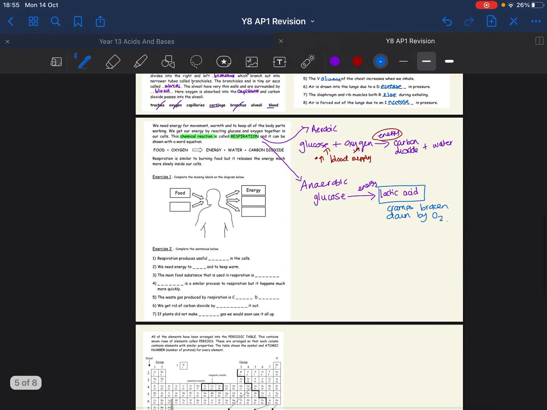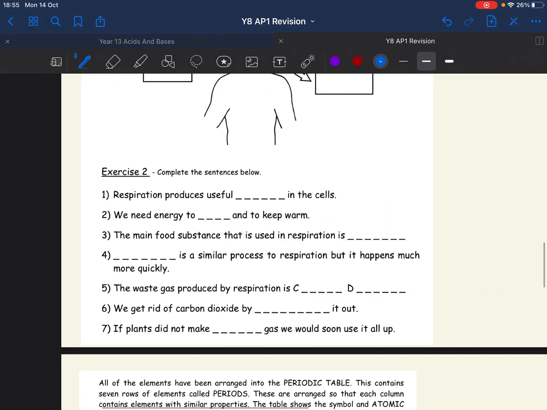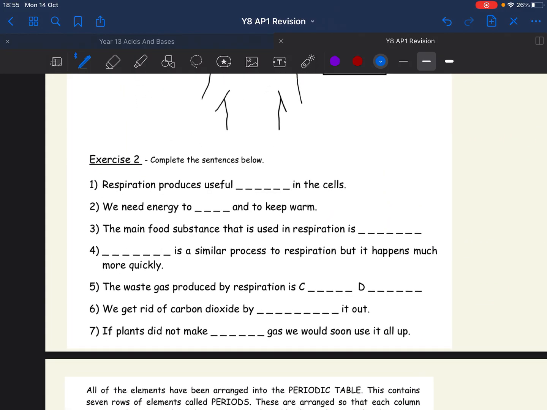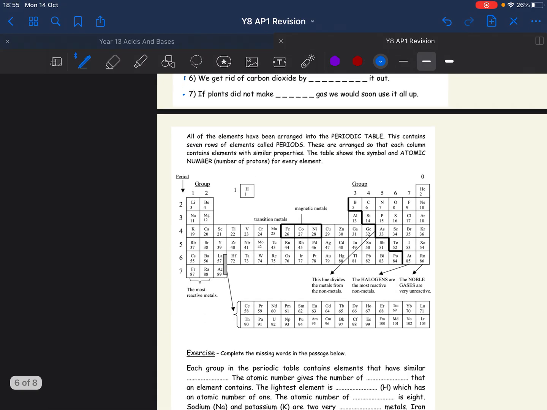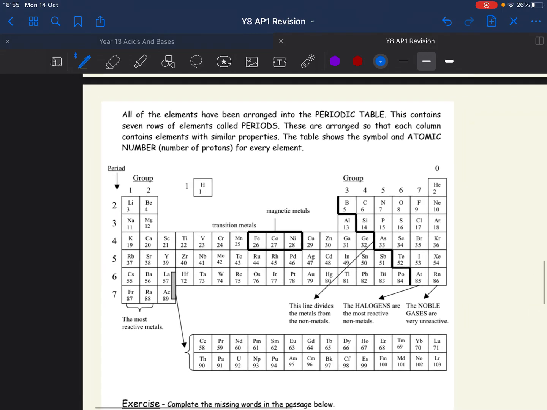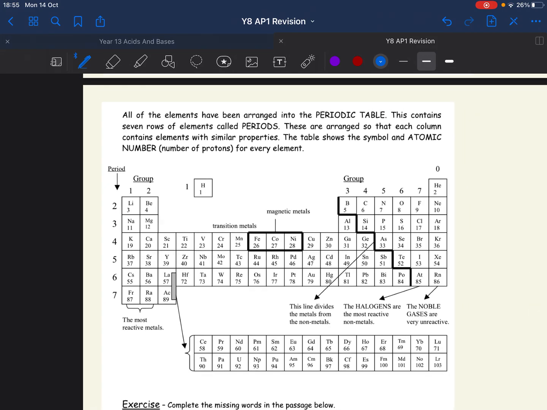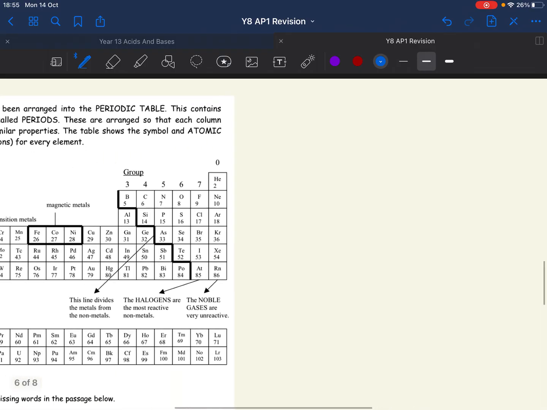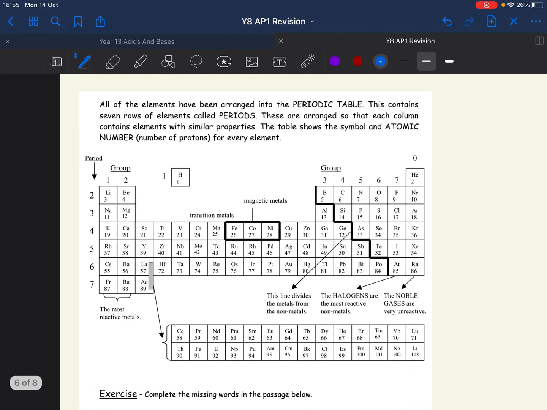Okay, so I'm going to move now onto the periodic table. If you want to look at more on respiration, I would recommend you do this exercise here and then use your knowledge organizer to fill in the gaps. Okay, so let's go into the chemistry section of the test. So the chemistry section is going to split into the periodic table, so the groups in the periodic table, properties of that, and then looking at elements and mixtures.